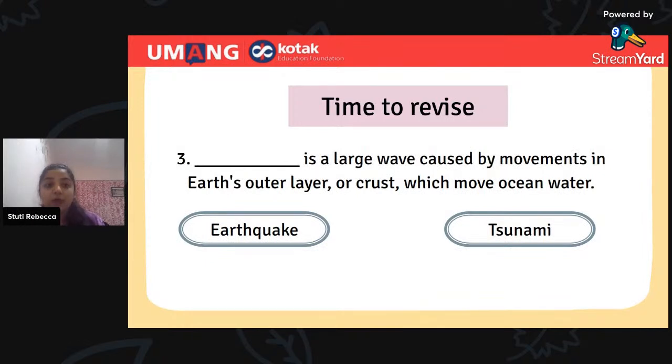Good job. This is the third one for you. Dash is a large wave caused by movements in Earth's outer layer or crust which moves ocean water. I'll give you 5 seconds to analyze this question and write your answer. Your options are earthquake and tsunami. Come on, recollect what I taught you. Dash is a large wave caused by movements in Earth's outer layer or crust, which can even move ocean water. Tell me, what is it, earthquake or tsunami? Yes, correct. It is tsunami. Y'all are so smart. Come on, read it along with me. Tsunami is a large wave caused by movements in Earth's outer layer or crust, which moves ocean water.